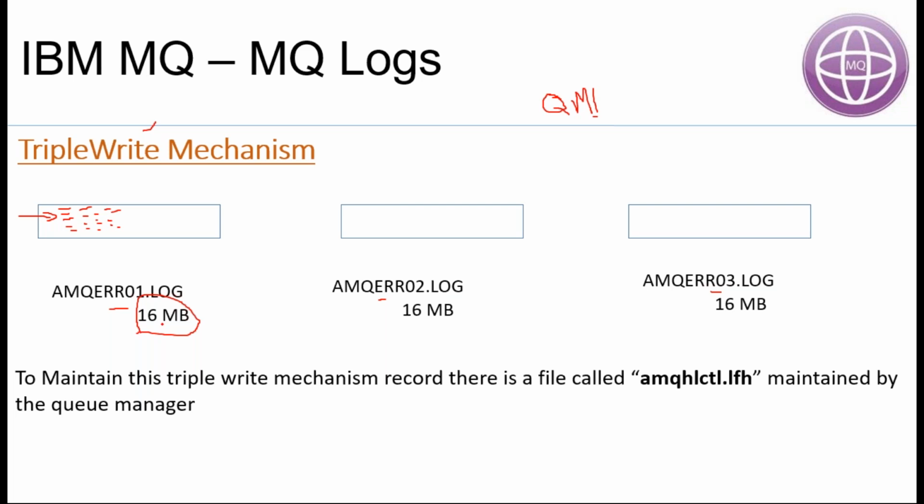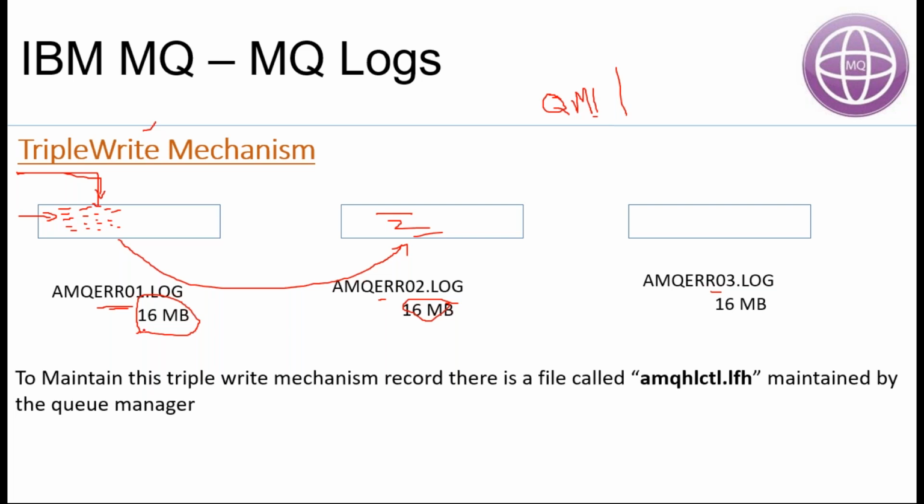Let's assume after a few days, this entire 16 MB got full, and now again a latest error has occurred. Now that latest error is trying to enter into the first file, but there is no space left in the first file. What the queue manager will do is move all the error information from the first file to the second file. Now the second file is full with 16 MB, and the first file is again empty. Now the latest error information will keep recording in the first file.